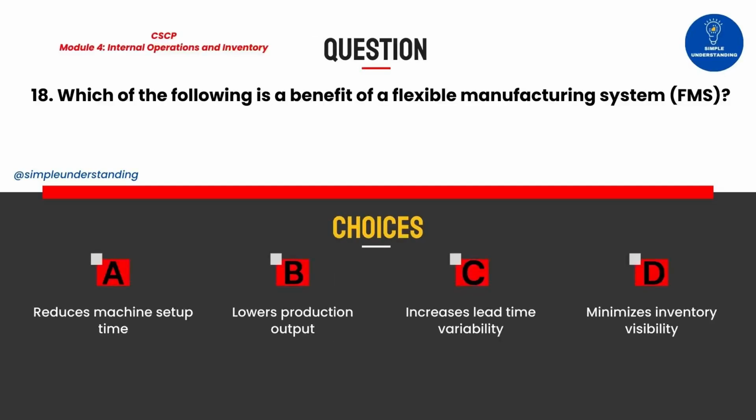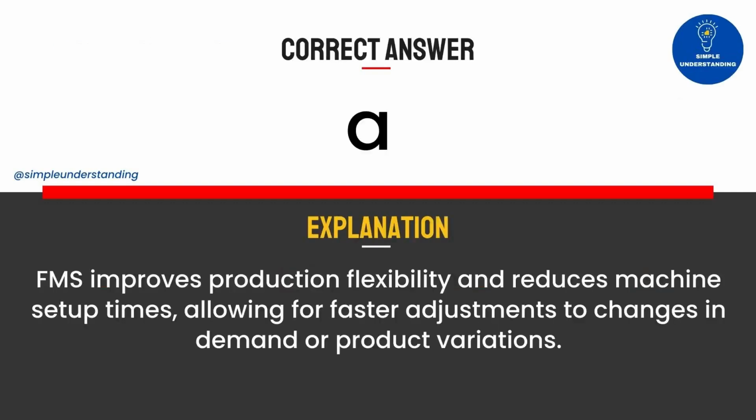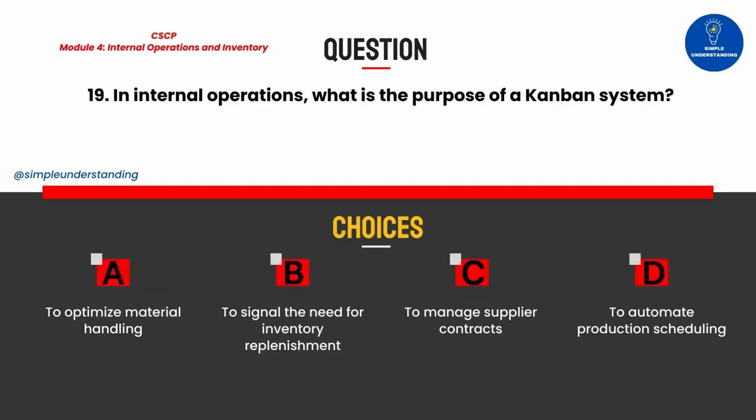18. Which of the following is a benefit of a flexible manufacturing system, FMS? A. Reduces machine setup time. B. Lowers production output. C. Increases lead time variability. D. Minimizes inventory visibility. Correct answer: A. Explanation: FMS improves production flexibility and reduces machine setup times, allowing for faster adjustments to changes in demand or product variations.